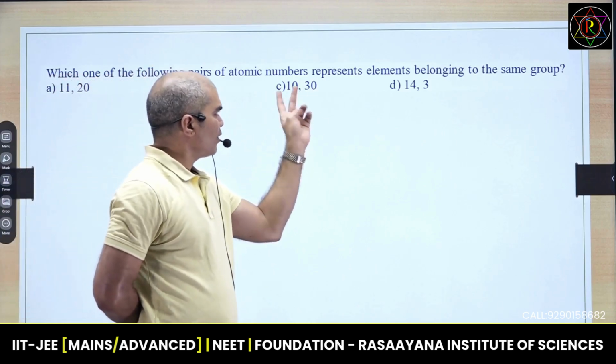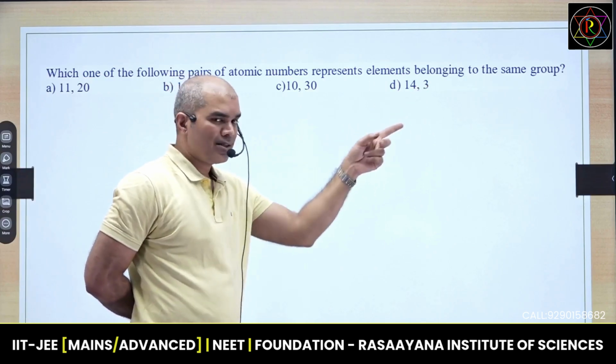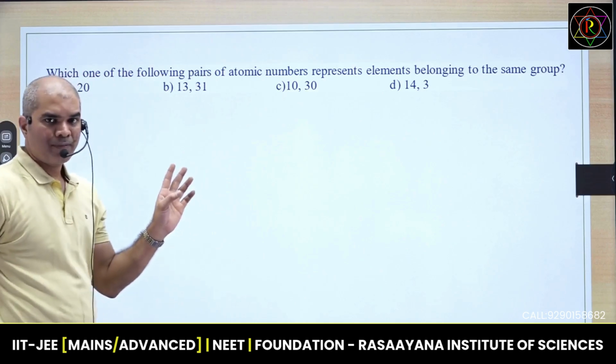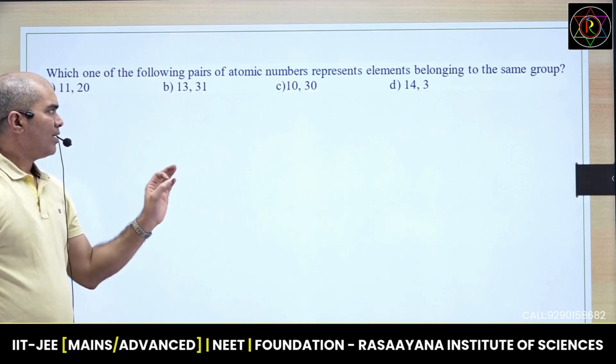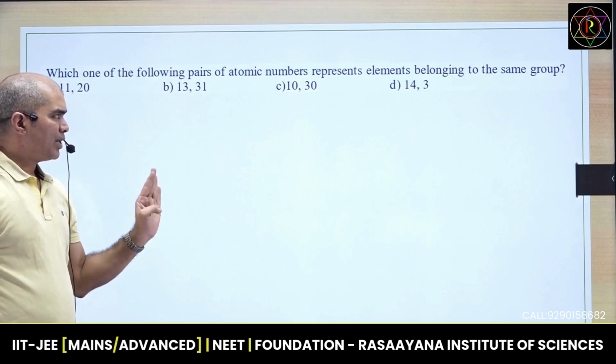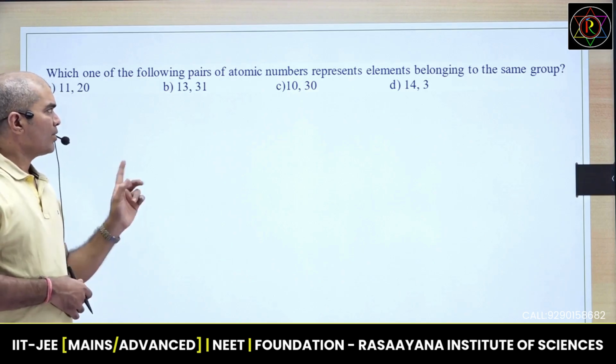10 and 30. The difference is 20. They can't belong to the same group. 3 and 14. The difference is 11. They can't belong to the same group. So the option has to be B, because the difference is 18. Either 2, 8, 18 or 32. They belong to the same group. That is your strategy. Okay. So the option is B.